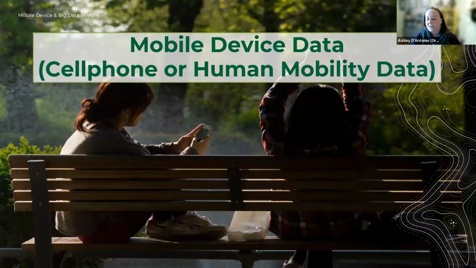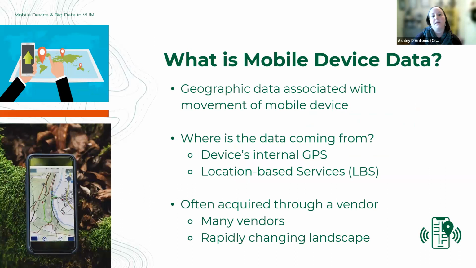Okay, so that was social media data and volunteer geographic information data. Now we're going to spend a bit of time talking about mobile device data. As I mentioned, this is also known as cell phone data or human mobility data. The most basic definition is that it is geographic data, those X and Y coordinates, those points on a map of where you've gone, that is associated with a mobile device like a telephone or a tablet.